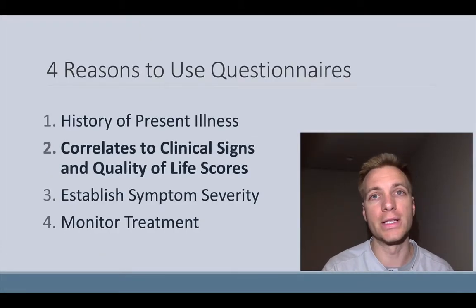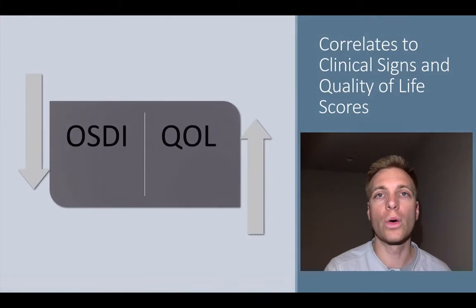So if we look at the next reason, I like standardized questionnaires because they correlate to clinical signs as well as quality of life scores. In the blog, as always, we have the links to these studies, but there are 3 studies that we talk about. The first one is that as OSDI decreases, so symptoms of ocular surface disease improve, we'll also see that quality of life scores improve as well.